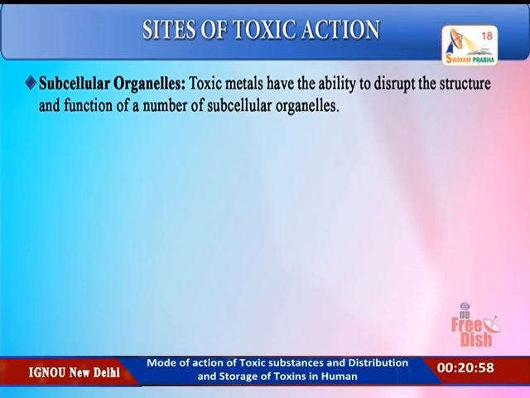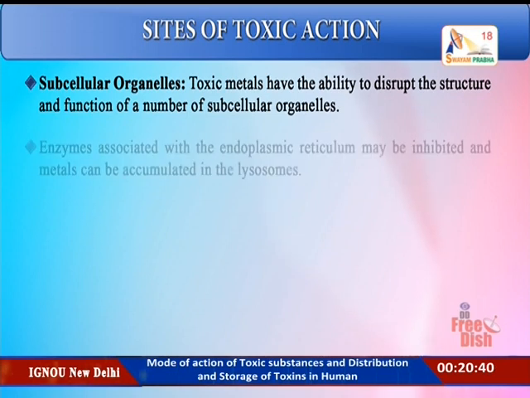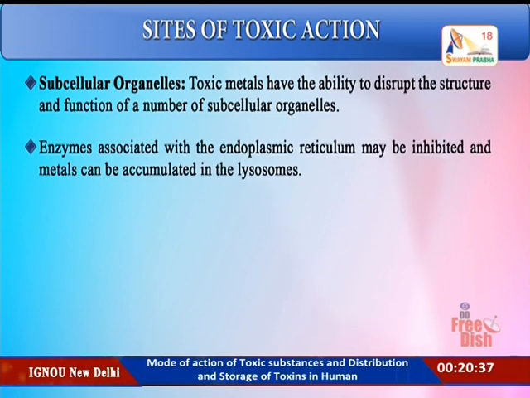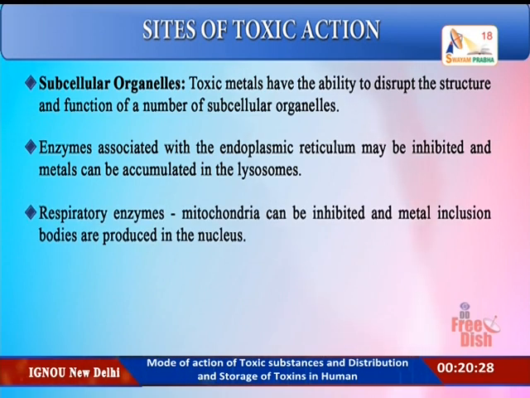Subcellular organelles. Toxic metals have the ability to disrupt the structure and function of a number of the subcellular organelles. For example, we have the endoplasmic reticulum, we have the mitochondria, we have several respiratory enzymes. So, there can be toxic effects that can occur at the subcellular level at the organelles. For example, enzymes that are associated with the endoplasmic reticulum may be inhibited and the metals can be accumulated in the lysosomes. Respiratory enzymes in the mitochondria can be inhibited and metal inclusion bodies can be produced in the nucleus. So, these are all the several toxic effects that can occur at the subcellular organelle levels.